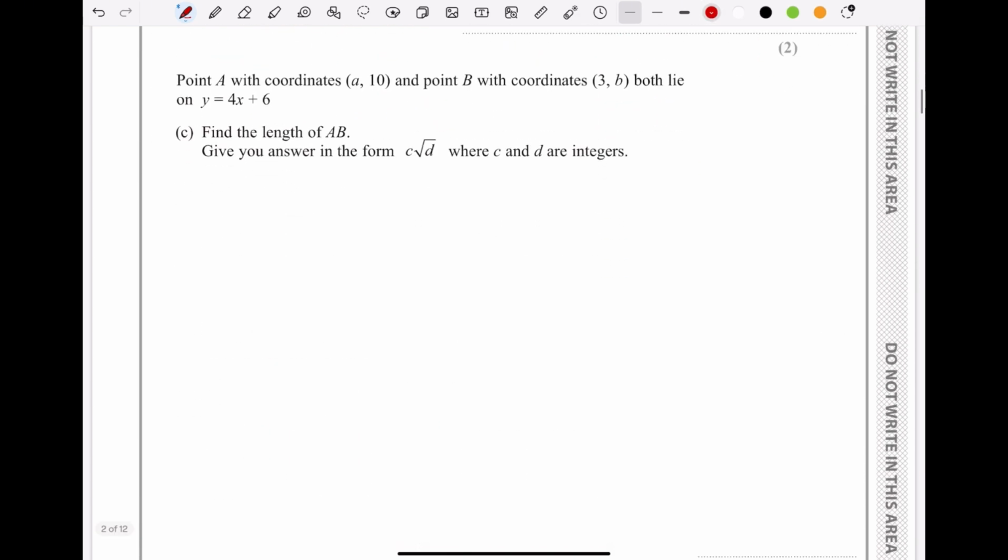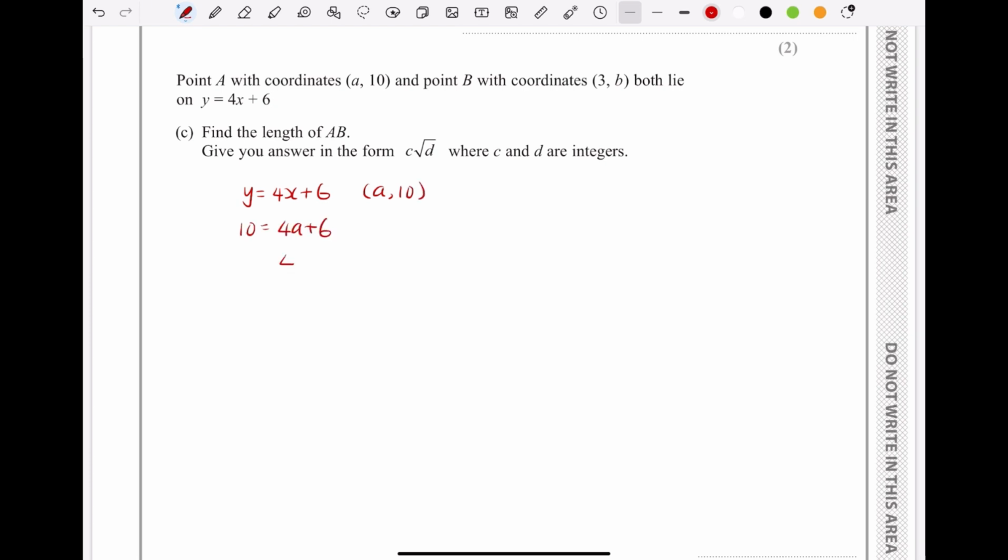Moving on to the next one, we are told that the point A has the coordinates (a, 10), and B has the coordinates (3, b). They are both on the line y equals 4x plus 6, and we will need to find the length of AB. Now what we need to do is to first find the values of a and b. We know the point is on the line, therefore we can substitute the points back into the equation.